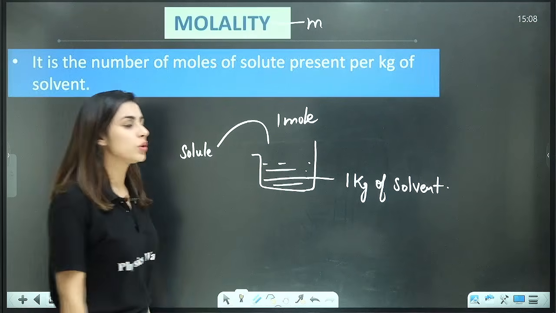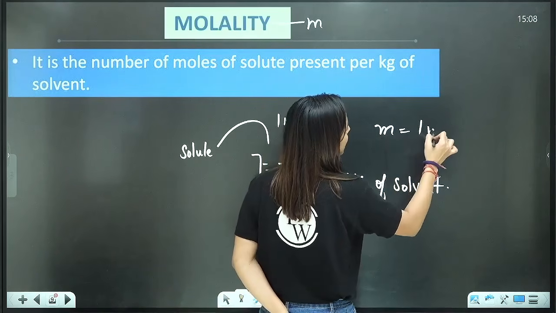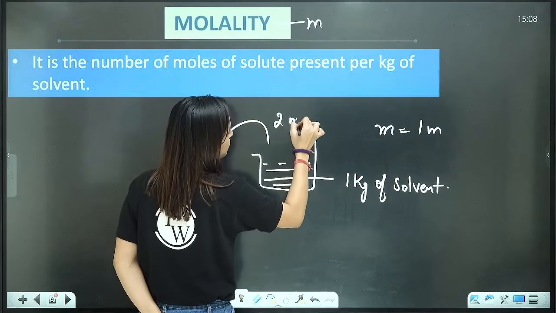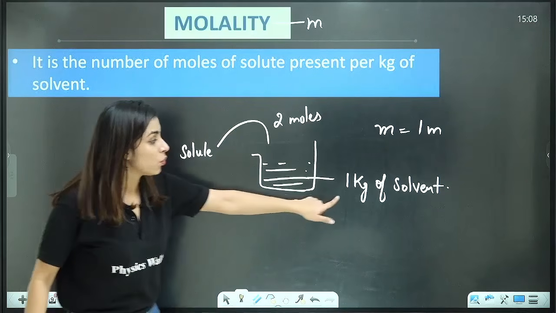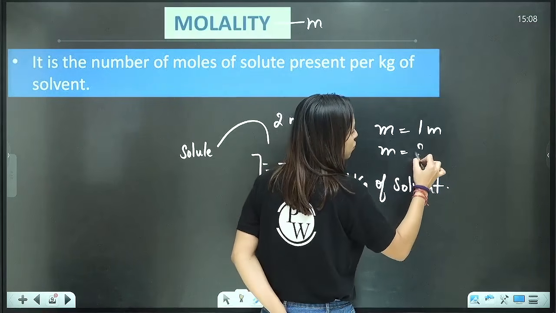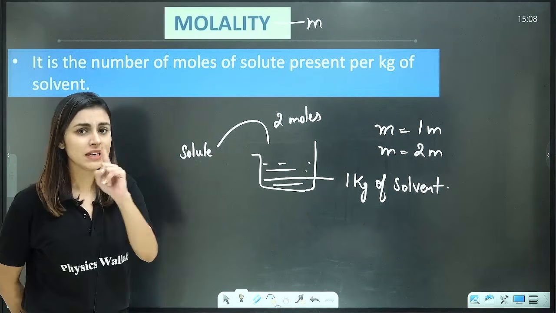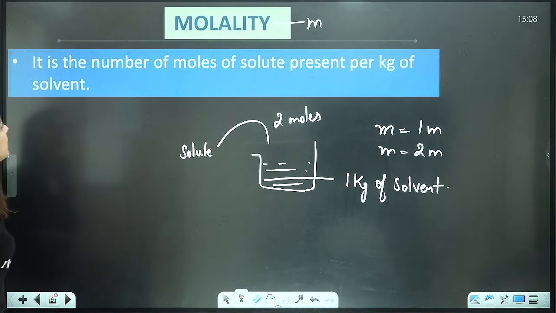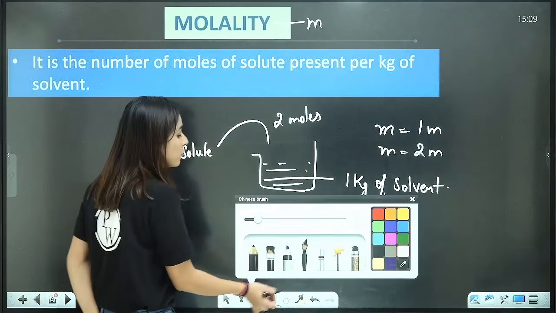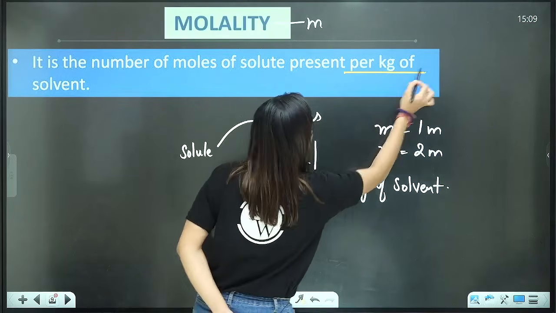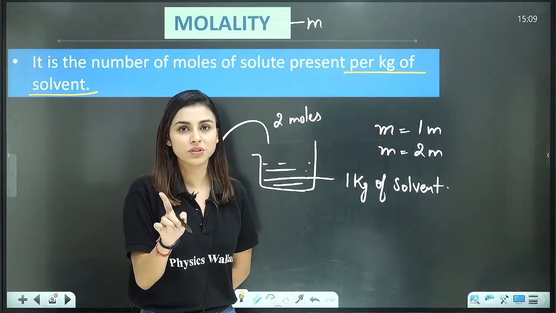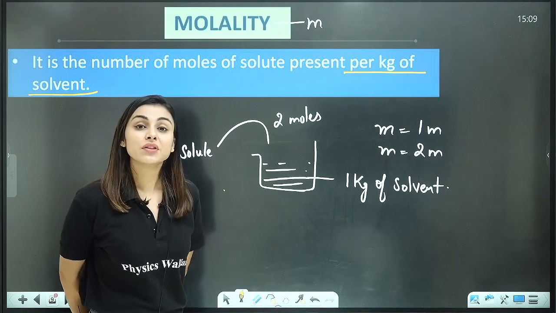So if I ask what would be the molality of this solution, you would say, ma'am, 1 mole, right? Yes. Next, my dear students, if I say that I added 2 moles of solute in 1 kg of solvent, then what would be the molality? Ma'am, molality would be 2 molal, right? Yes. Now you can read the definition. It is the number of moles of solute present per kg of solvent. The important thing which you need to understand is per kg of solvent. It is not solution, it is solvent, my dear students. Don't get confused.